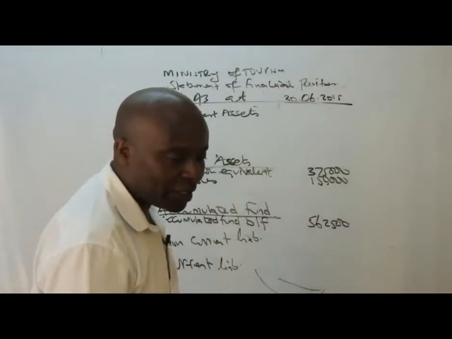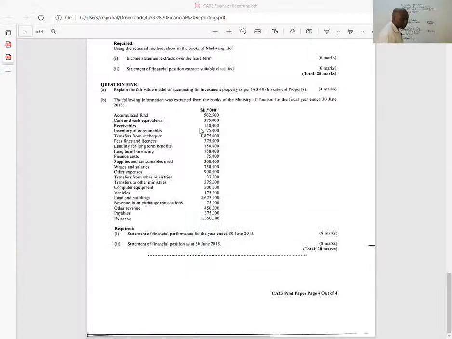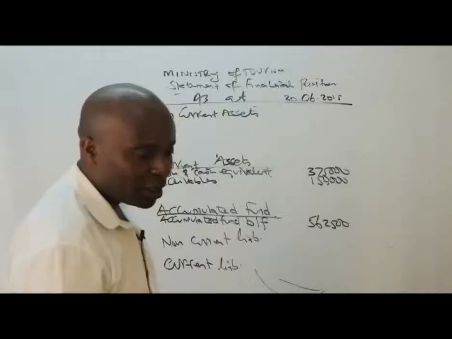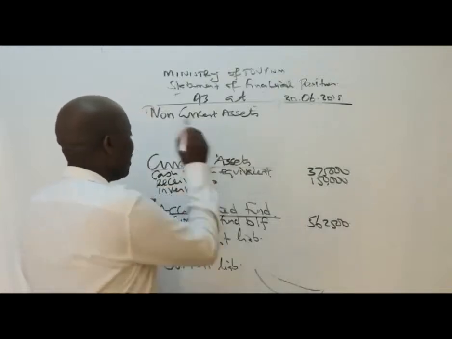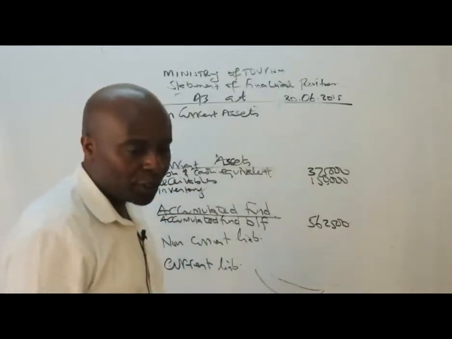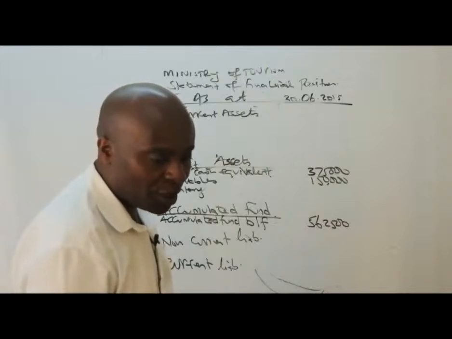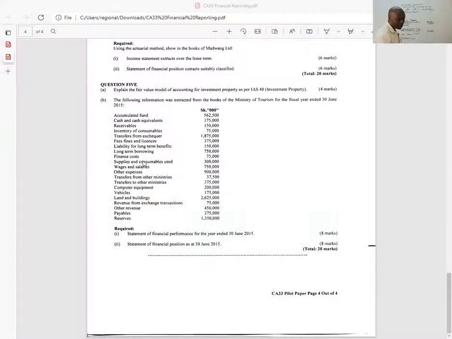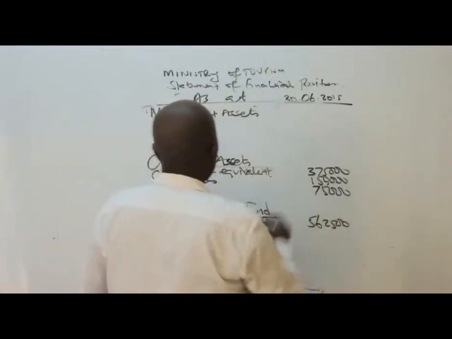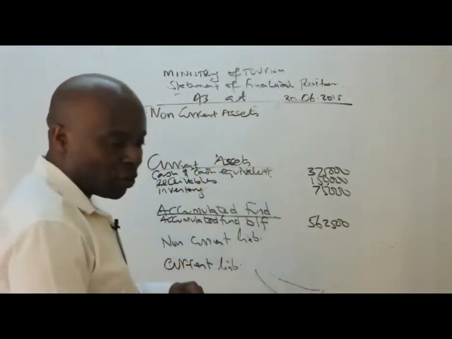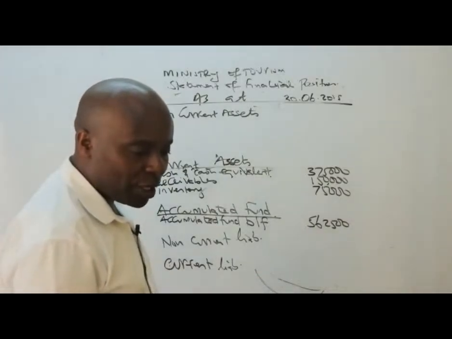Again, current assets, inventory of consumables. They were existing at the end of the period. So those are current assets. How much is this inventory? 75,000. I love this. From there, ladies and gentlemen, after inventory, we have the next one.